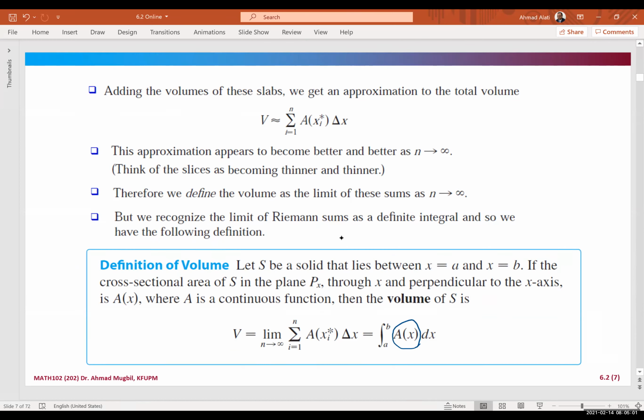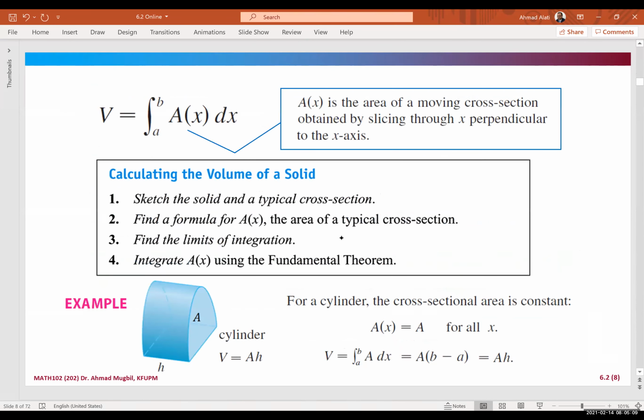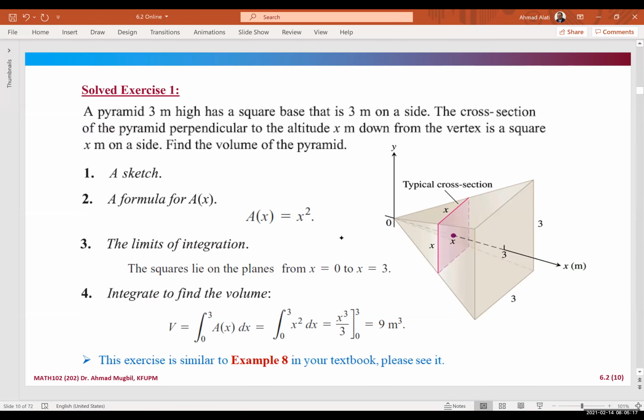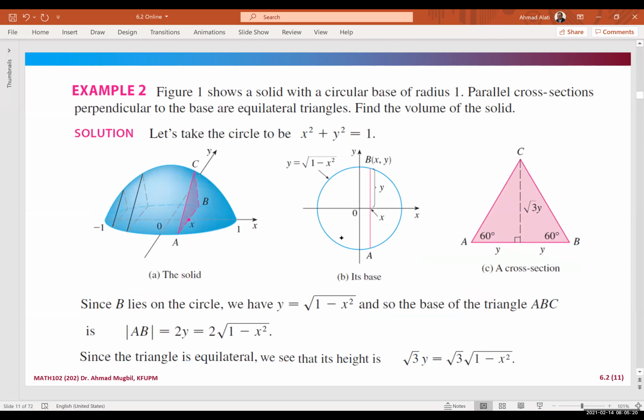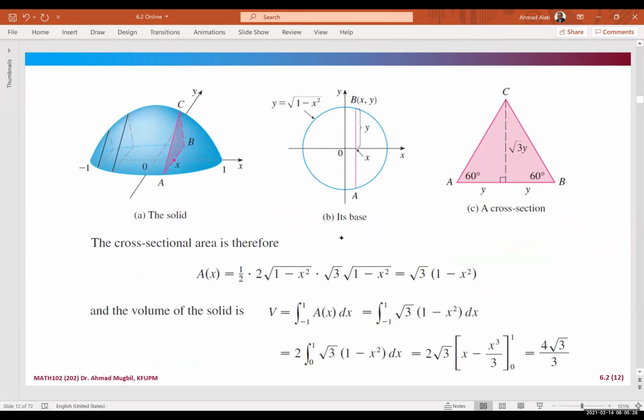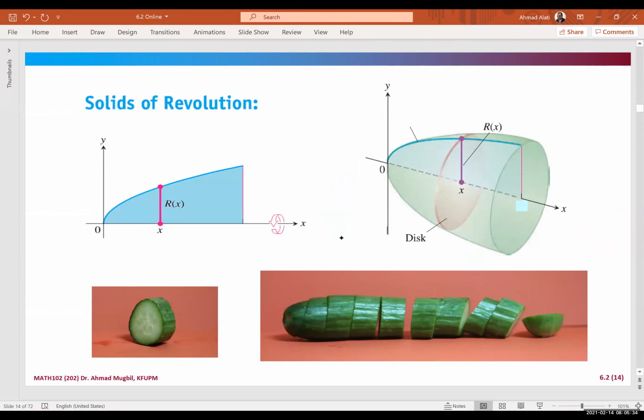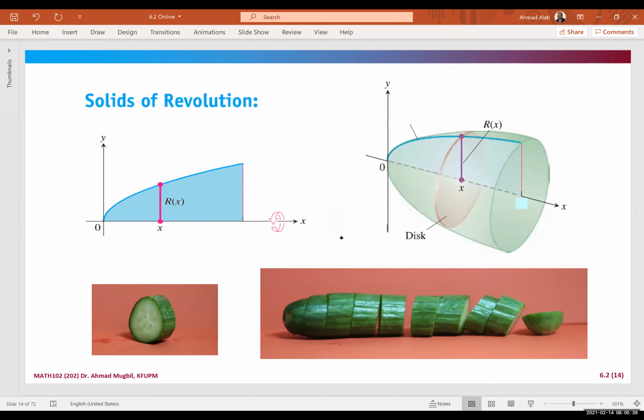If the cross-section is perpendicular to the x-axis, then you will integrate with respect to x. If it is perpendicular to the y-axis, you will integrate with respect to y. We used that to show the volume of the cylinder, the volume of the sphere, the volume of a pyramid, and also a solid with a circular base and triangle cross sections. We have solved this also on the exam question. I think we need to start today from here, from the solids of revolution.